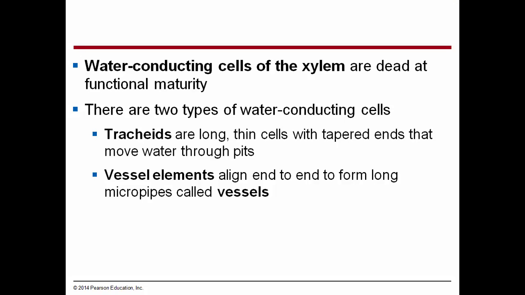Water-conducting cells of the xylem are dead at functional maturity. So the tracheids and the vessel elements that form the basis of the water-conducting cells are not actually living cells. They are actually dead. There are two types of water-conducting cells. Tracheids are long, thin cells with tapered ends that move water through pits. And vessel elements align end to end to form long micropipes called vessels.